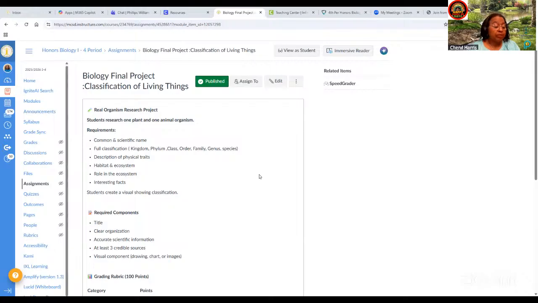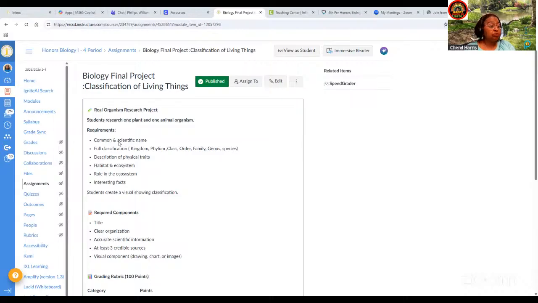So you have a project to do on classification. What you are going to do is create a PowerPoint, and you get to pick your favorite plant and your favorite animal, and you are going to classify it. You have to give me its common name. So if it's a dog, you tell me it's a dog, and dogs have common names like bulldog and terrier. Those are common names. Then it has a scientific name, which is usually the genus and species name.